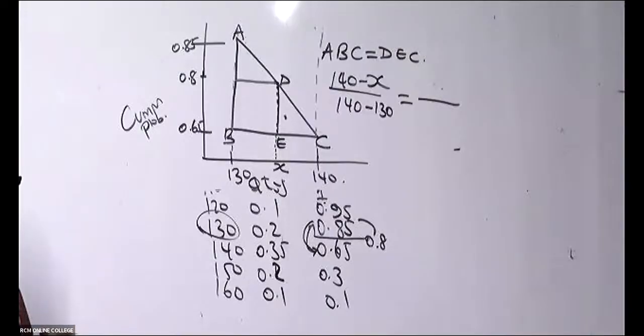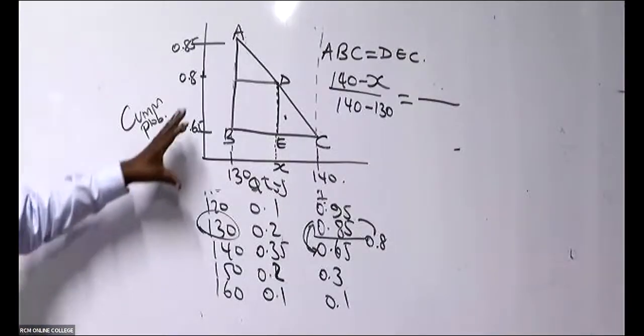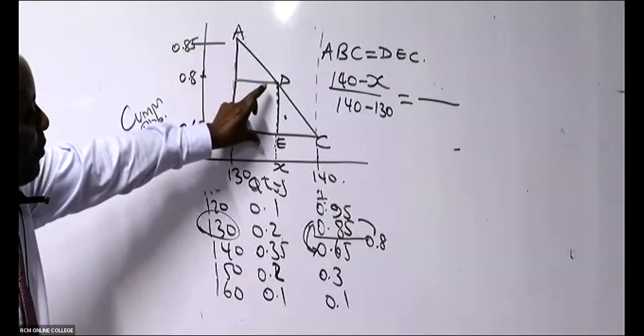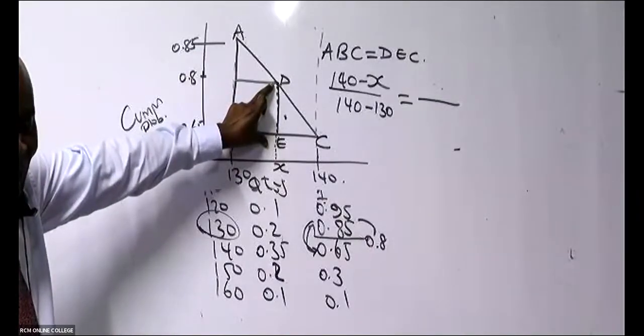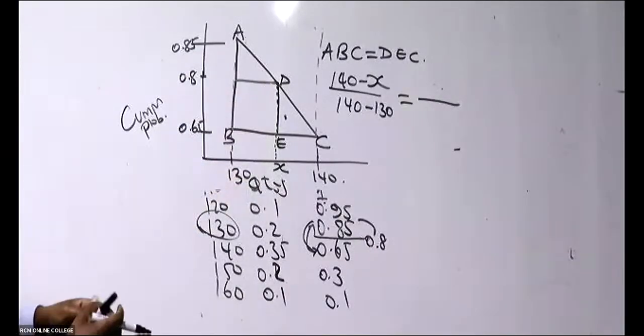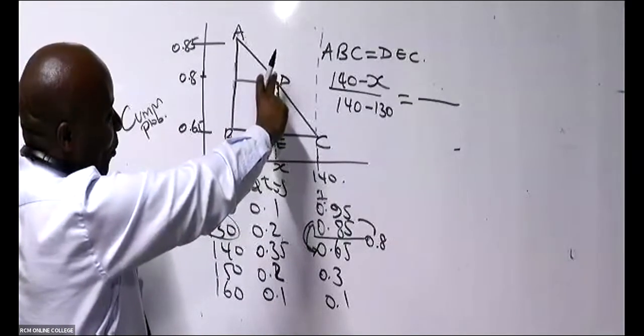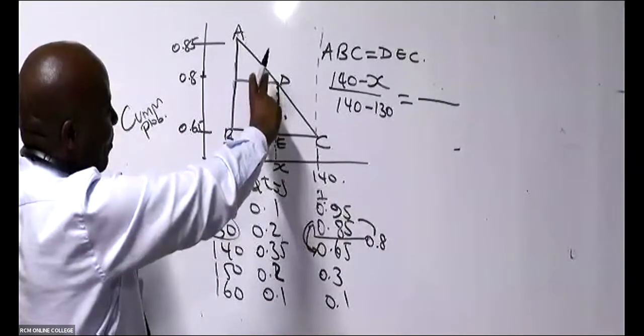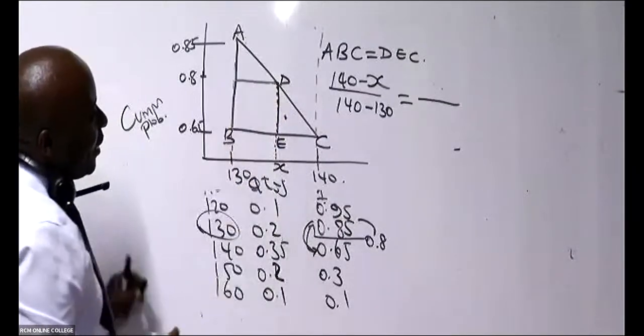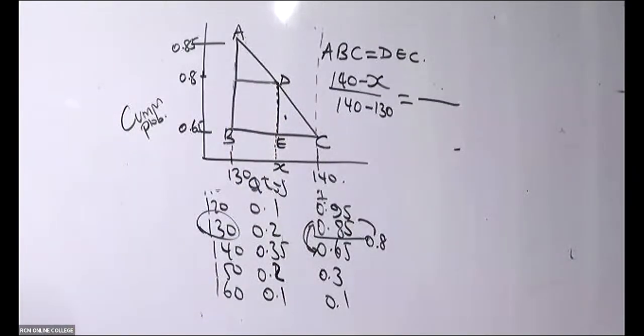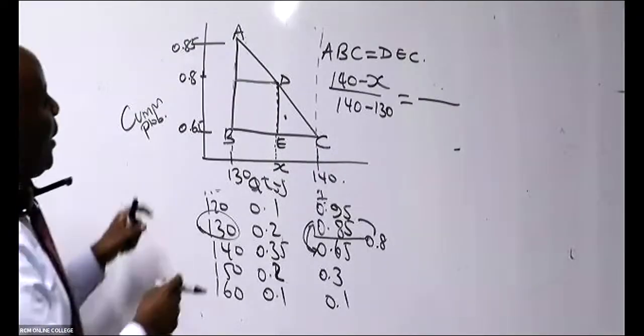Let's compare the heights of our triangles. So we have the height of the smaller triangle. The height of the smaller triangle, ladies and gentlemen, that I can see here is 0.8.